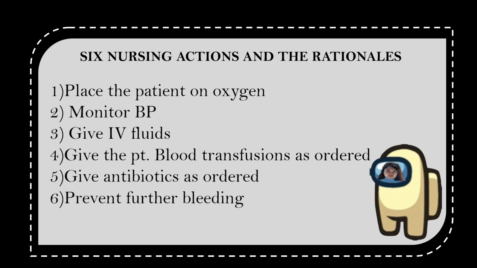These are the 6 nursing actions and their rationales. Number 1. Place the patient on oxygen. Because she is at risk for impaired gas exchange, the patient is actively bleeding, which has increased her risk for hypovolemic shock. There are not enough red blood cells to carry oxygen to organs and tissues.